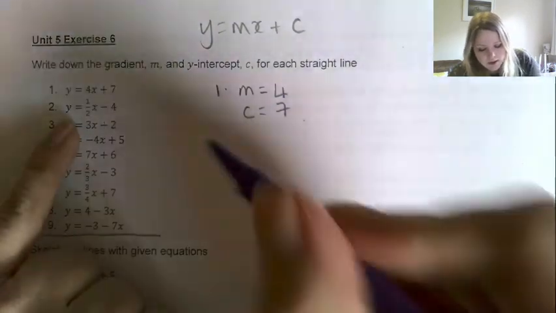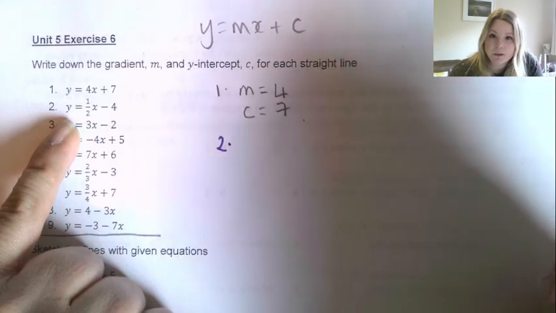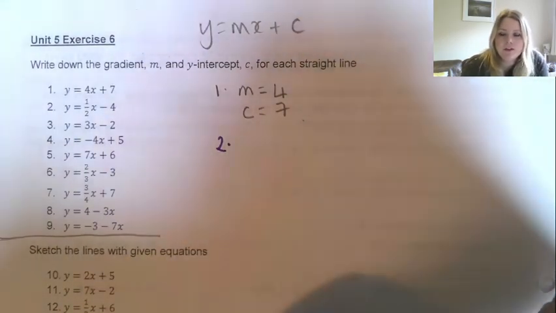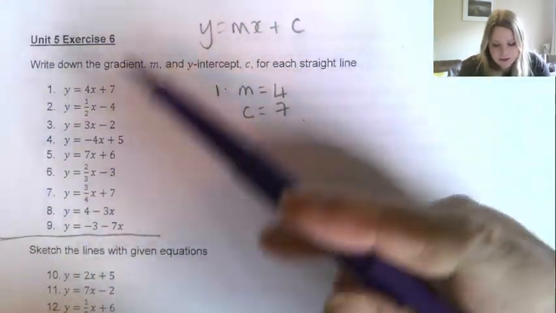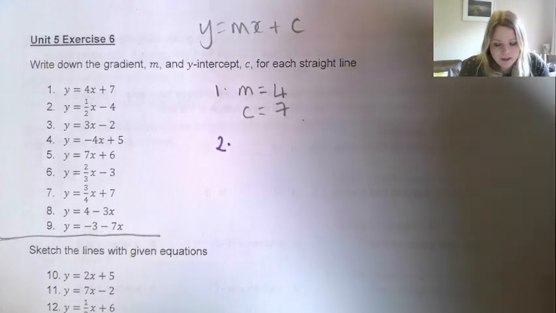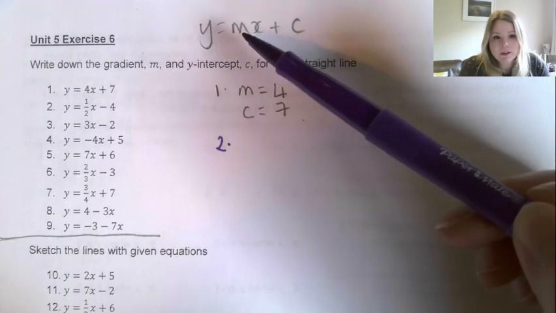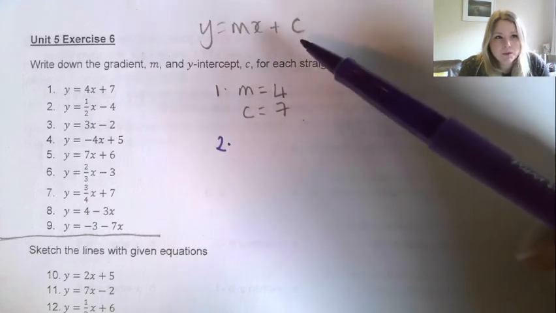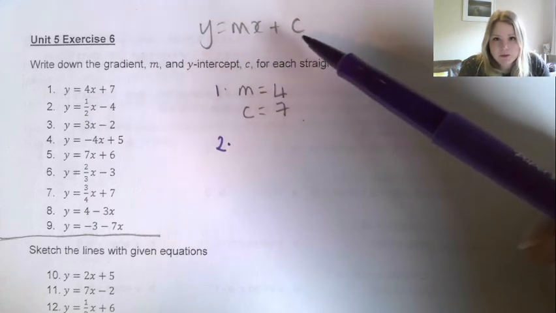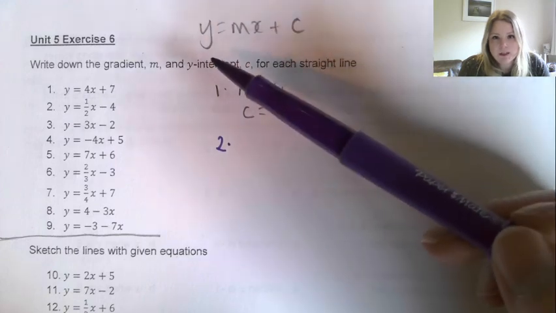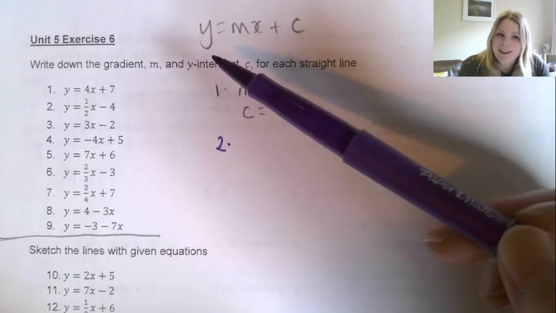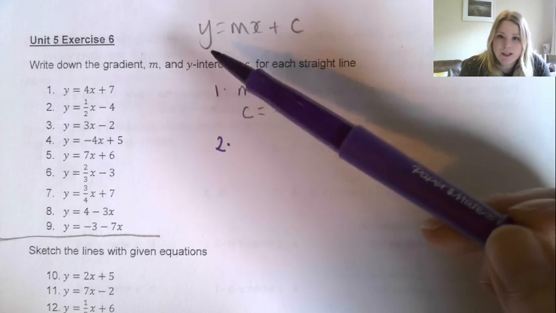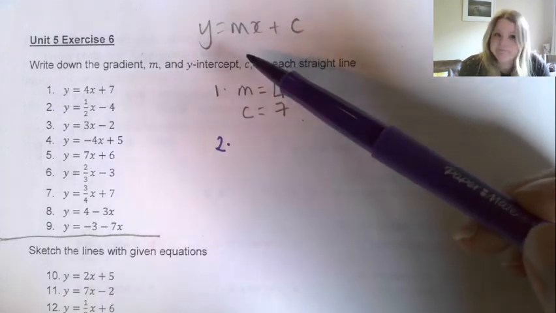Question 2, I should have just reminded you what we were actually doing in these. We were writing down what the gradient of these lines would be and what the y-intercept is. So remember, the gradient is the number that comes in front of the x, and the y-intercept is just the number that's on its own. But that's only true if your equation is in this form, y equals mx plus c. So by that I mean there can't be any number in front of the y.